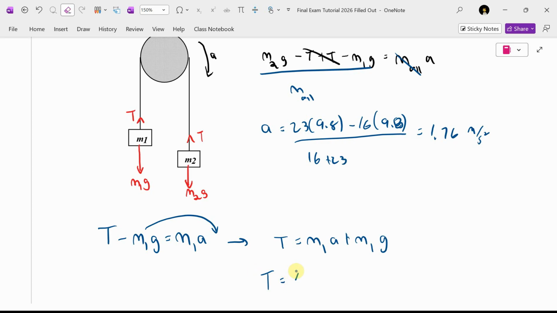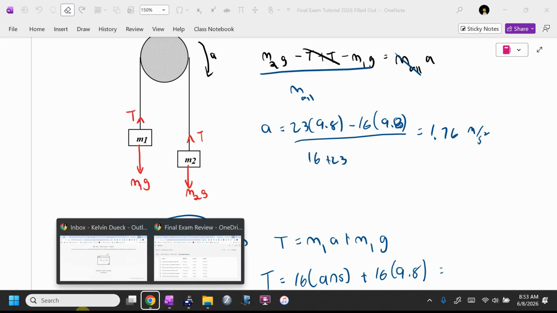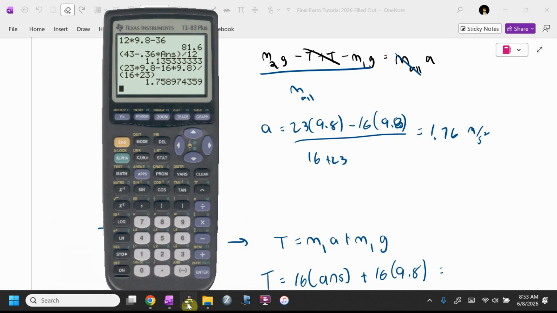It's going to be M1, 16, A, answer button, plus M1, 16, G, 9.8. Oh, I don't need to put it in brackets. 16 times answer button plus 16 times 9.8. And I get 185 newtons.